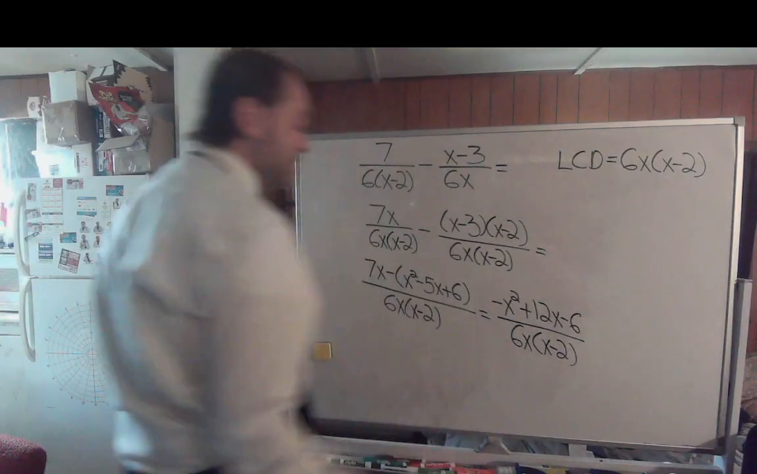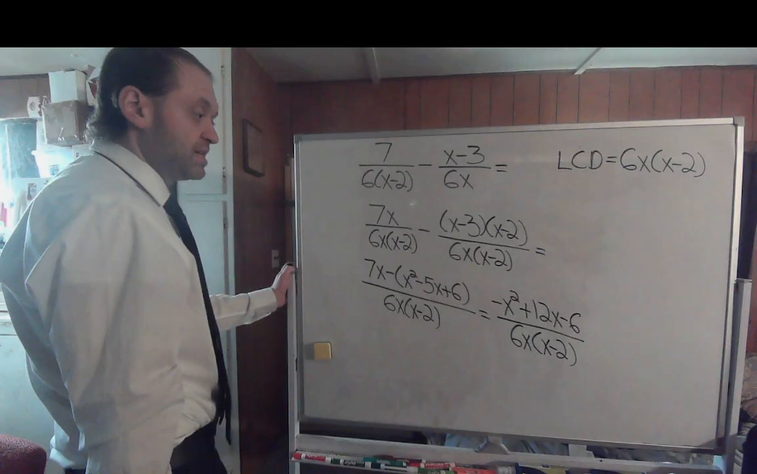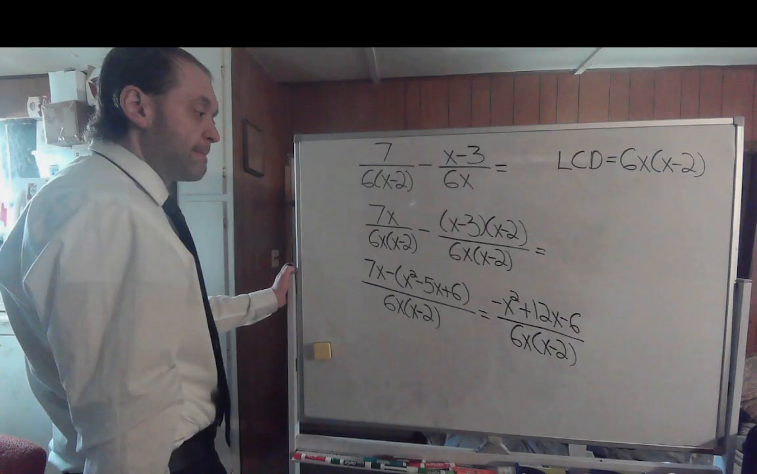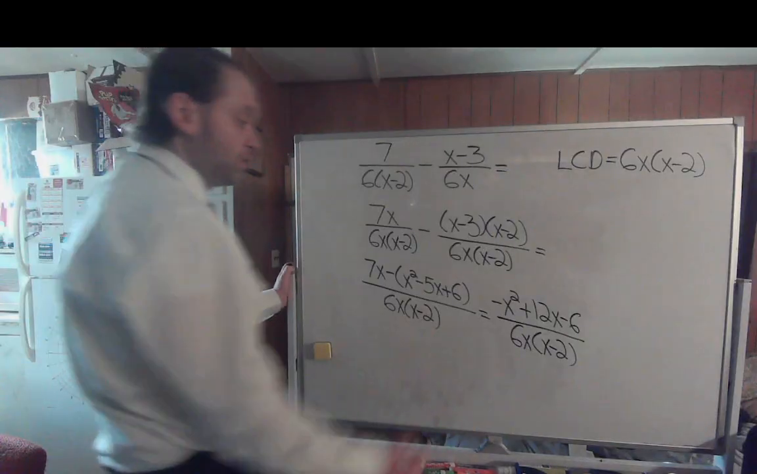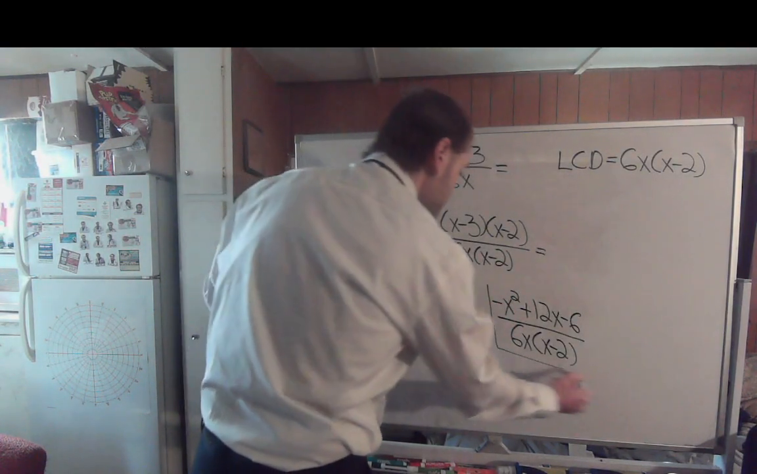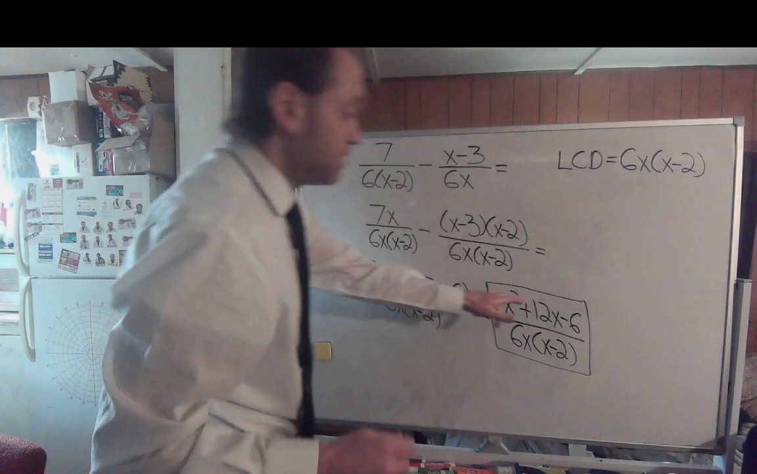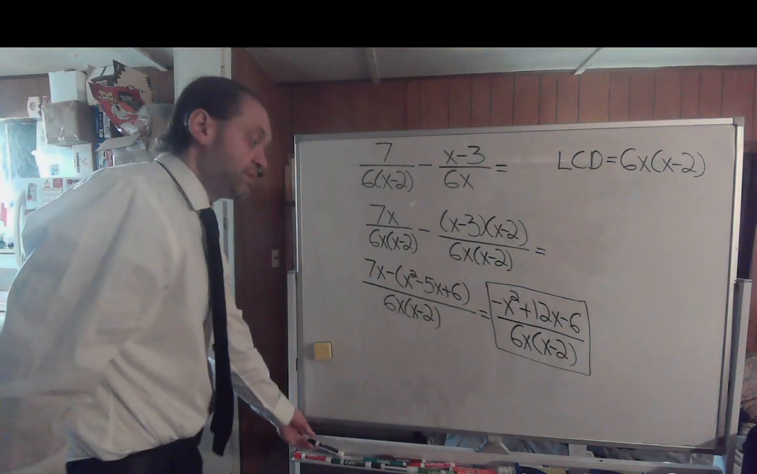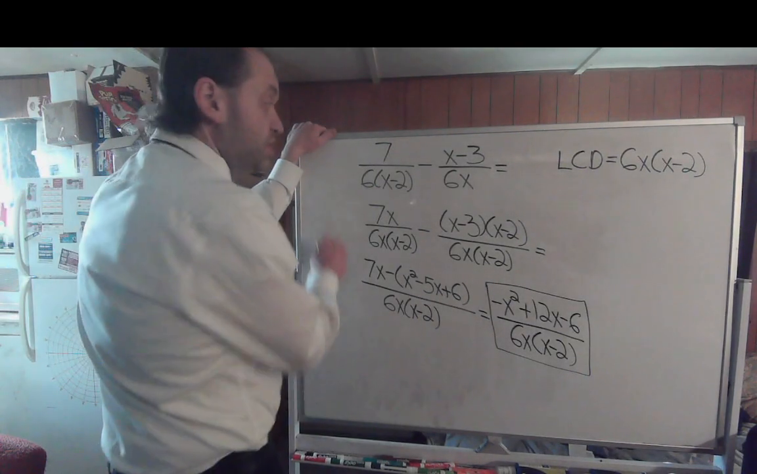But let's see if we can simplify this any further. Can we simplify this any further? I don't think we can. There's nothing else that's going to factor, so the best we can do is this right here. You'll get negative x squared plus 12x minus 6, all that divided by 6x times x minus 2. So that's the best you can do there.